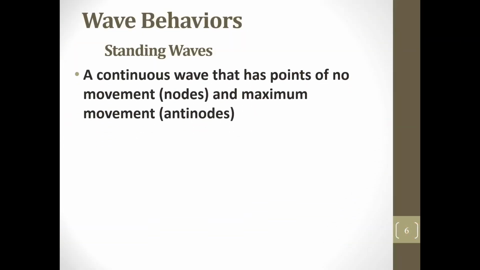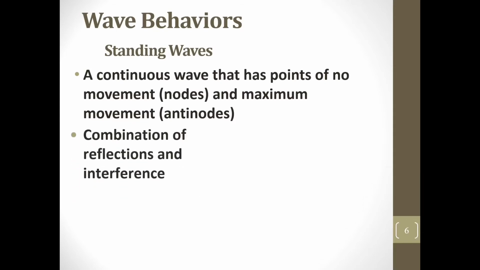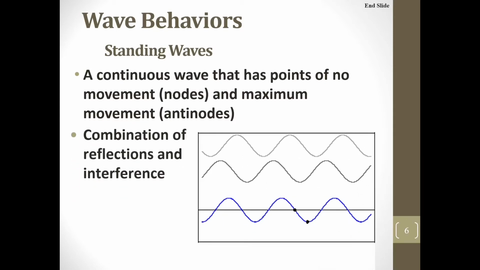All right, standing waves is a continuous wave that has points of no movement, which is called a node, and a point of maximum movement, which is called an antinode. So basically what you see, for example, with a slinky, you're going to see a vibration of the slinky. You're going to see one part moving up and down a lot, and then one part that's not moving up and down at all. This is going to be a combination of reflections and interference.